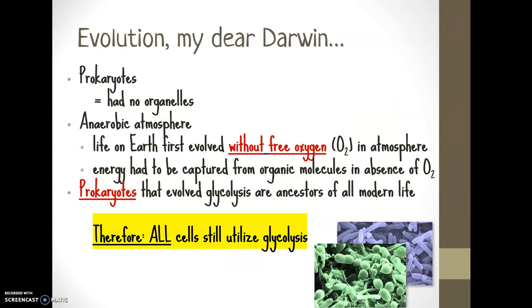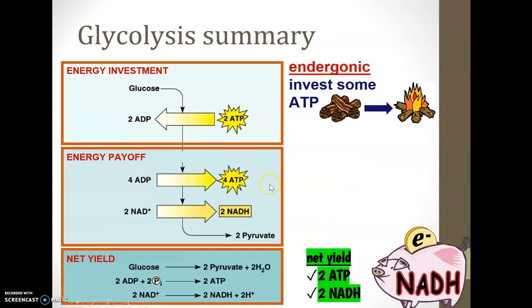So this is basically describing what I just said with your prokaryotes having no organelles, okay? And then you also have to think that the atmosphere did not have oxygen. Remember, we had our Miller and Urey experiment to create the original atmospheric gases, okay? There was not a lot of oxygen, so everything had to happen anaerobically. So prokaryotes that evolved glycolysis are ancestors of all modern life. They're the real OGs, okay?